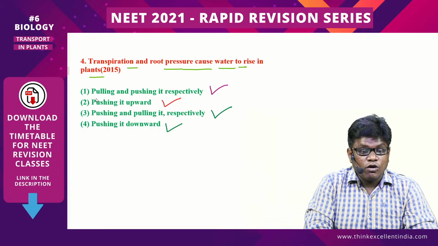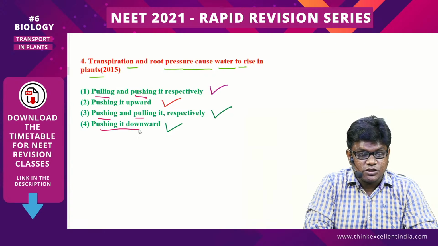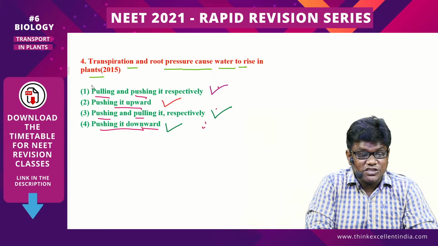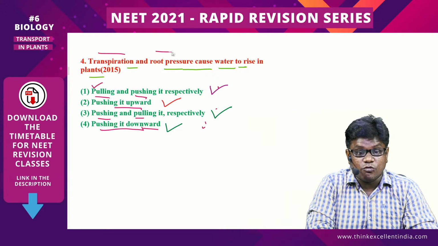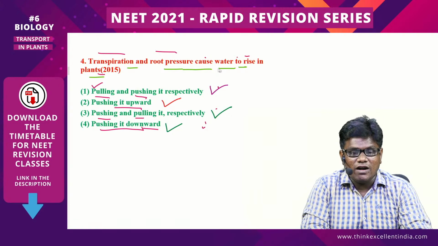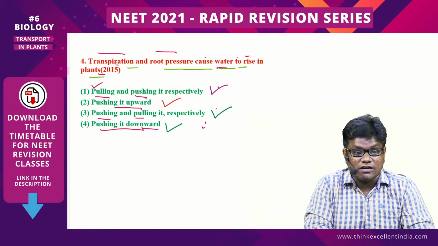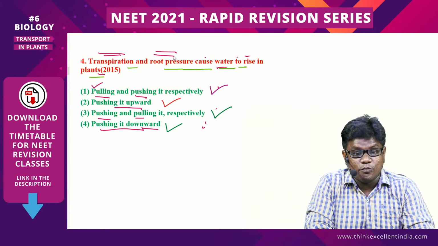Okay, so pulling process, pushing process, then pushing and pulling, then pushing it upward, pushing downward. So options are there. Exactly which function is doing it? Transpiration and root pressure cause water to rise in plants. They are asking which process works to increase the water content in plants. Transpiration process, root pressure process.